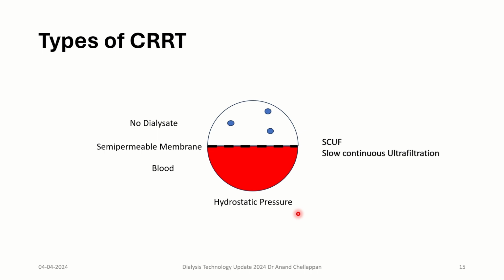Summarizing, the four types of CRRT are CVVHD, where the predominant mechanism is diffusion, CVVHF, where the predominant mechanism is convection, and CVVHDF, where the predominant mechanisms are diffusion as well as convection. In SCUF, there is just slow ultrafiltration.